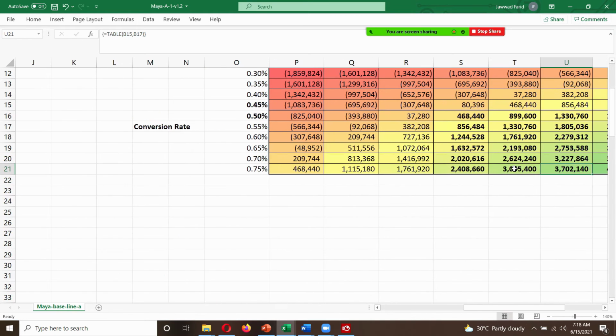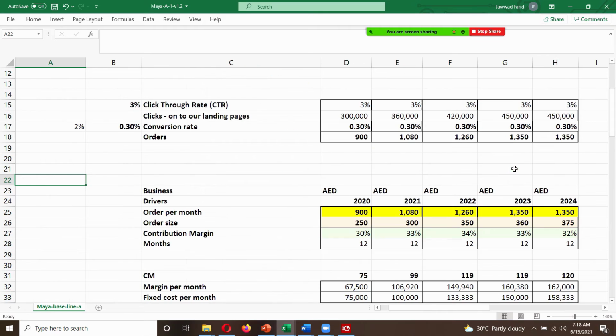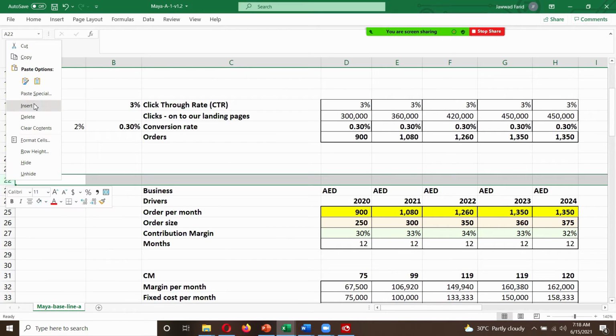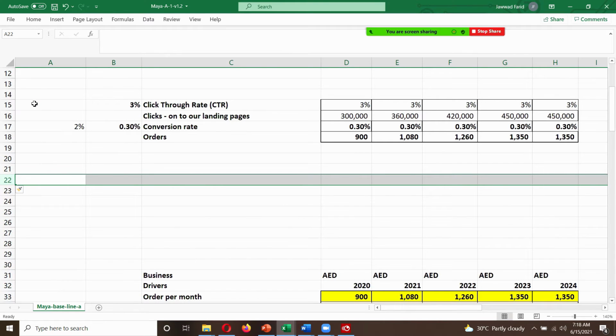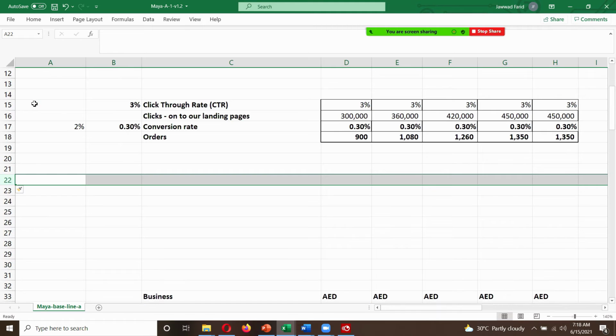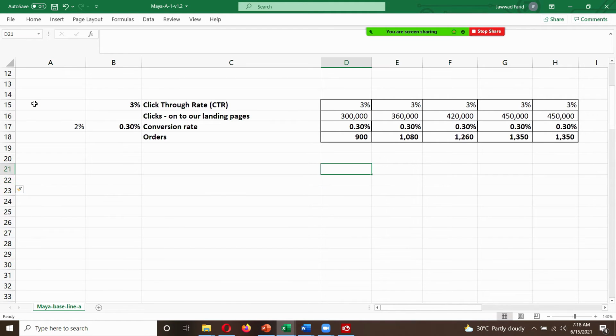Let me see if I have space. Where do I have space? I have space here. Okay. So here, let me just add a couple of rows. And as I add these rows, what we're trying to do is make space for adding everything that you saw earlier. So the first question is, how many orders, how many people do we need? How many resources do we need to process our orders?